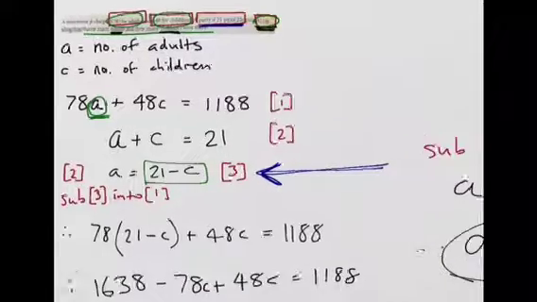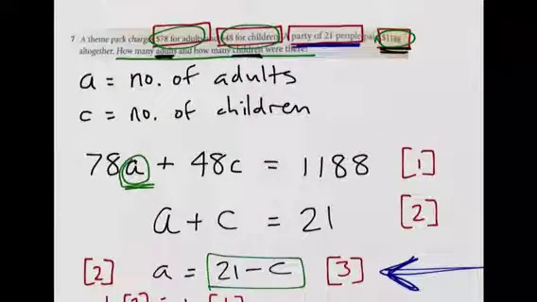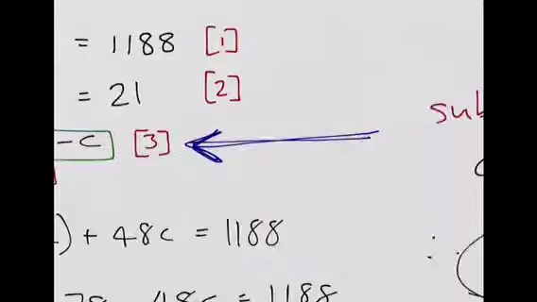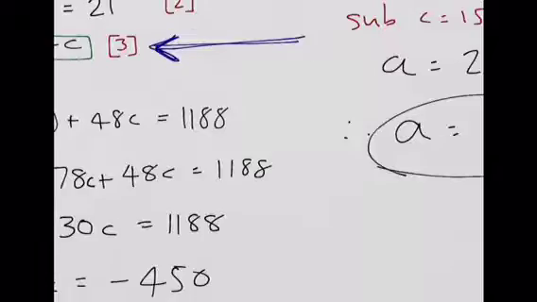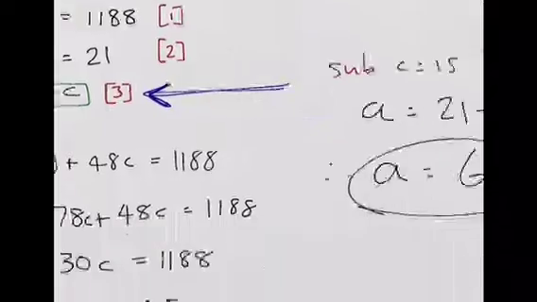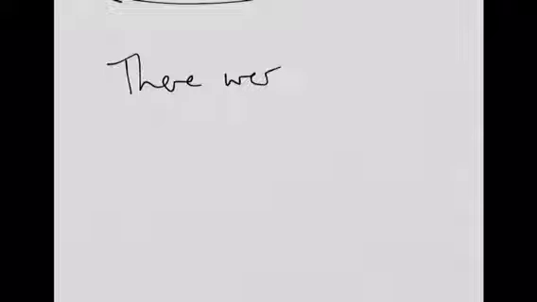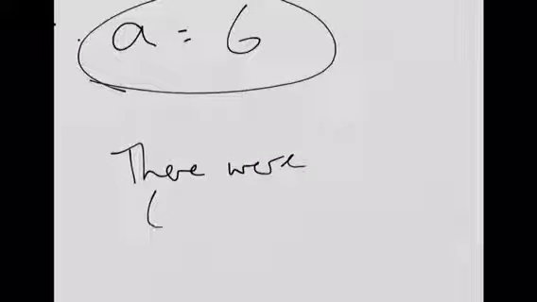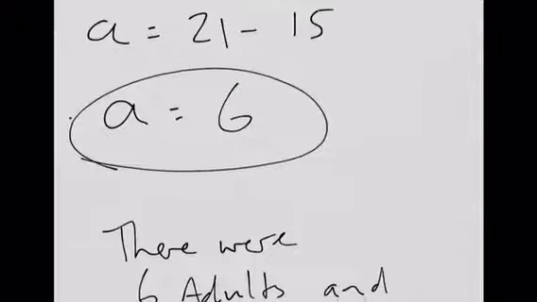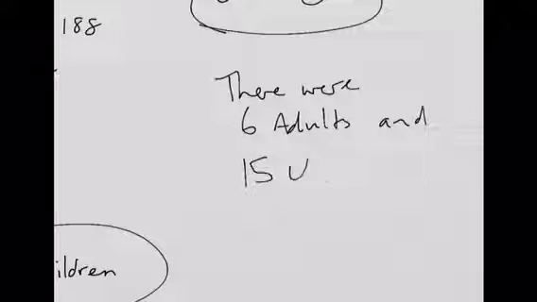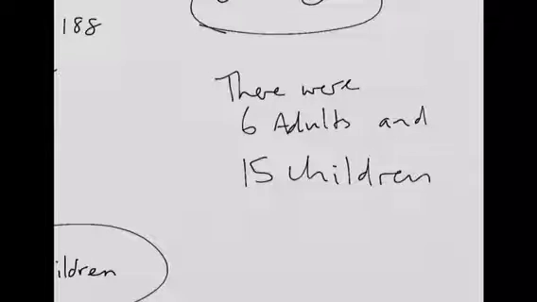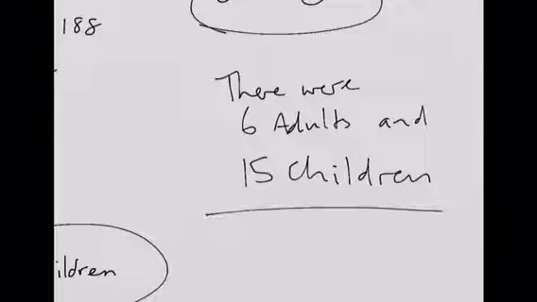Now, the important thing with any worded problem is to finish it off properly. Make sure you answer it in words. The question was given to you in words, so answer it in words. Check the question again: how many adults and how many children were there? We can write: there were 6 adults and 15 children. And that's it. That's your final answer.